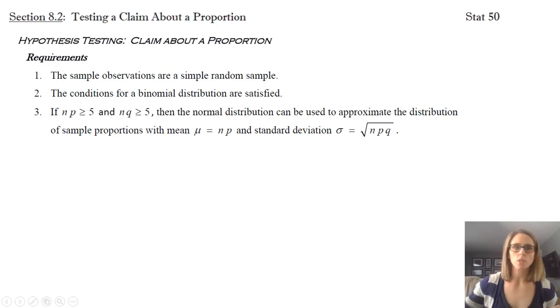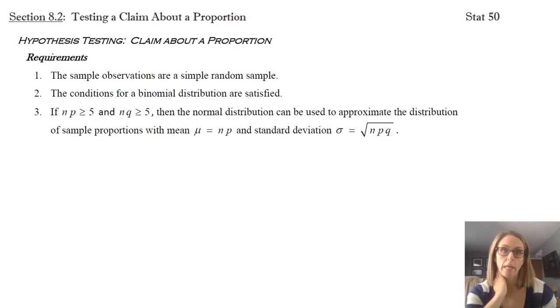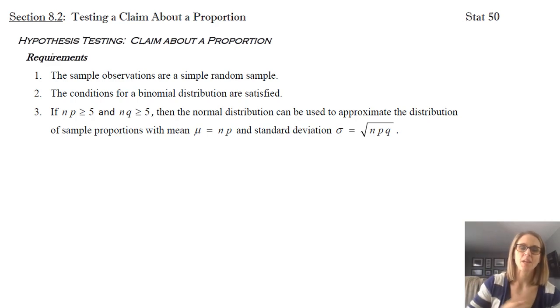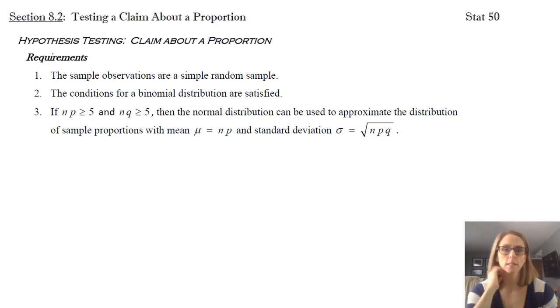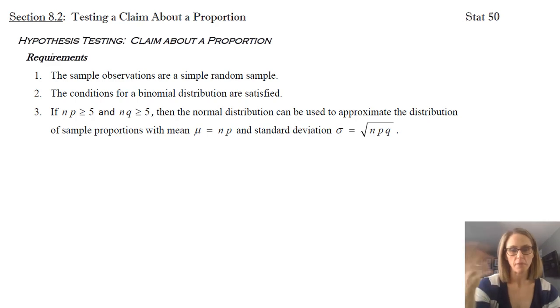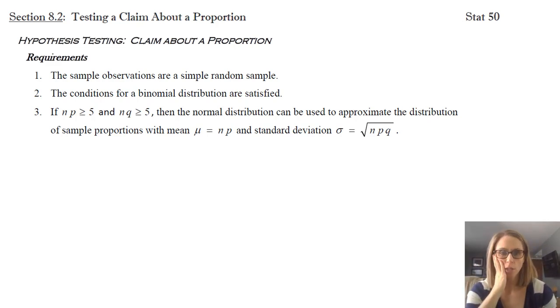So now I'm going to talk about section 8.2, testing a claim about a proportion. This will be our first actual hypothesis test of many, many hypothesis tests. In order to test a claim about a proportion and see if we have evidence to support that it is changed, we have to have a simple random sample.